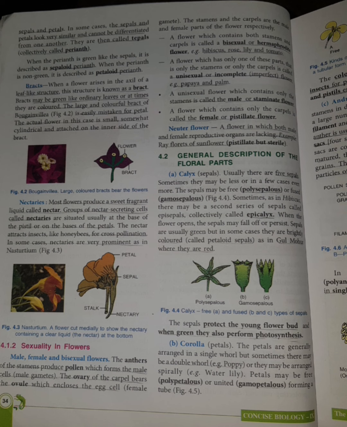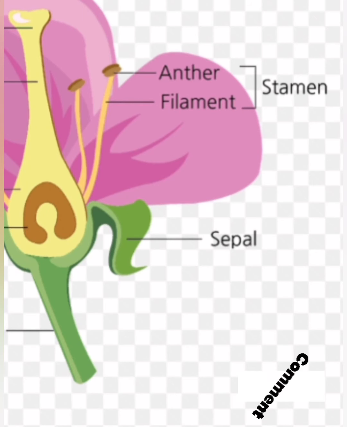Now we are going to study the general description of the floral parts of the flower. So how the flower is basically classified into different whorls. As I told you in the last video, there are 4 whorls: calyx, corolla, androecium and gynoecium. The calyx is the first whorl. When the sepals are fused they are known as gamosepalous, and when they are free they are known as polysepalous. There are usually 5 sepals, and they are usually green in color, and sometimes brightly colored, as in gulmohar, where they are red. The main function is to protect the young flower bud, and when green they also perform photosynthesis, as you can see in this picture.